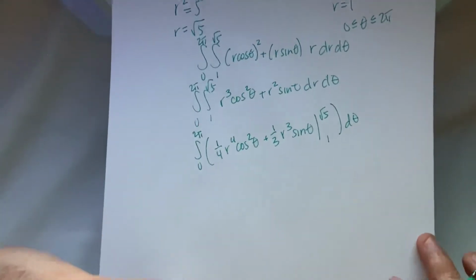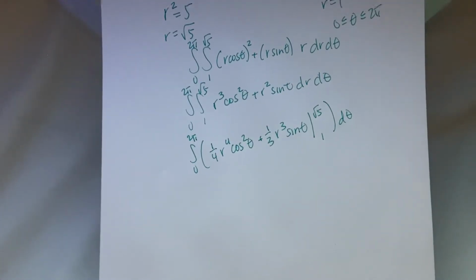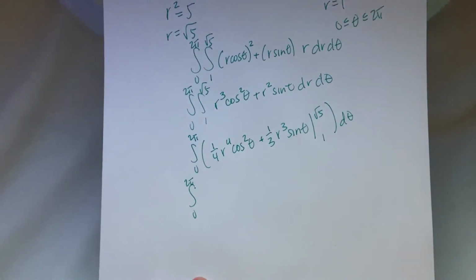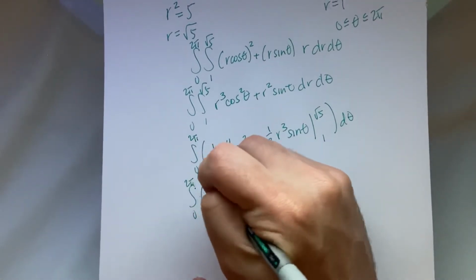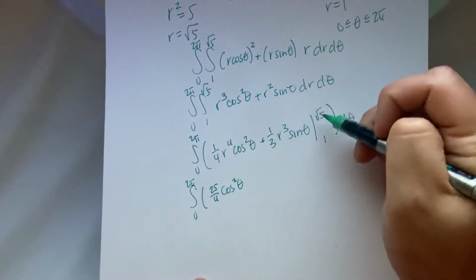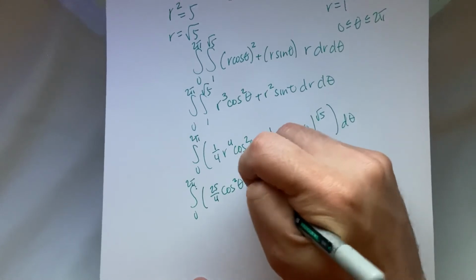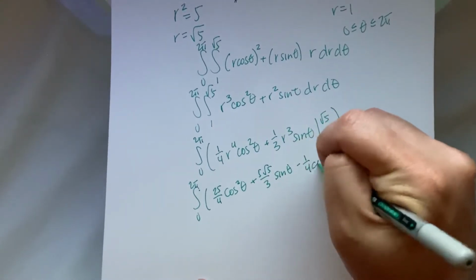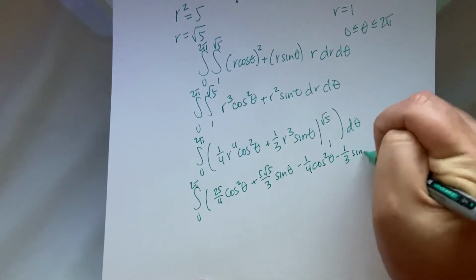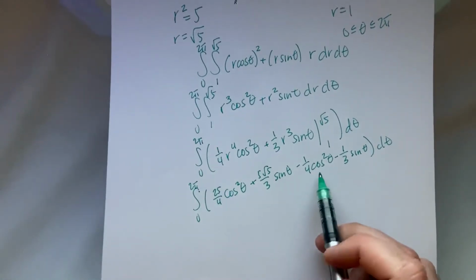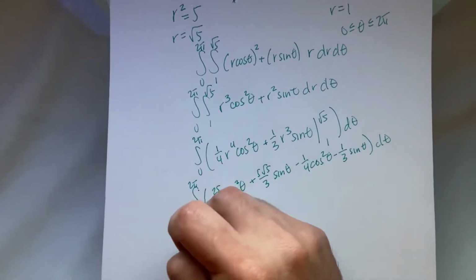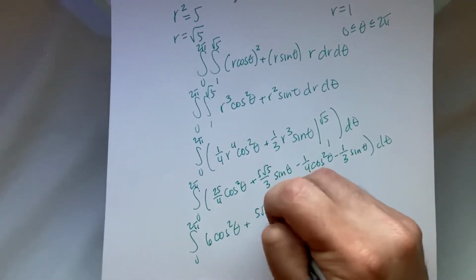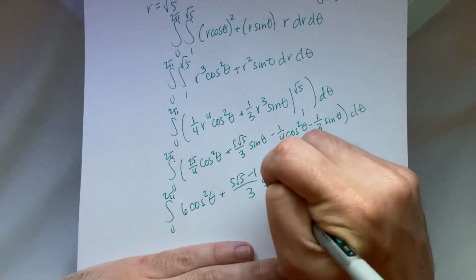And with still an integral with respect to theta to go, if we plug in square root of 5, this becomes 25/4 cosine squared theta. This becomes 5√5 over 3 sine theta, minus when we plug in 1, minus 1/4 cosine squared theta, minus 1/3 sine theta. 25/4 minus 1/4 is 24/4, or 6. So we get 6 cosine squared theta plus, I'm going to write this all as a constant, (5√5 minus 1) over 3 sine theta d theta.